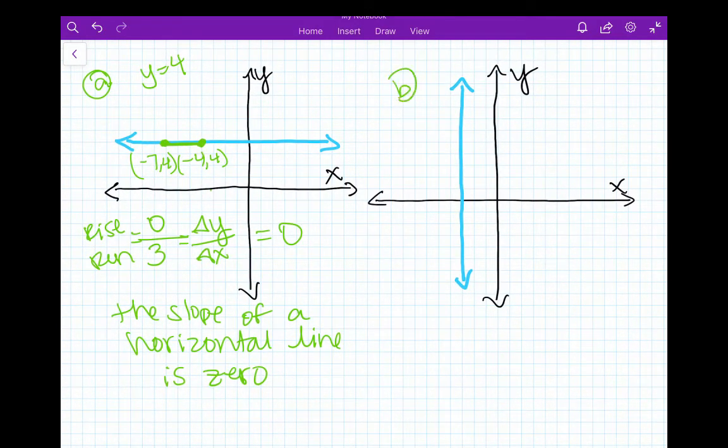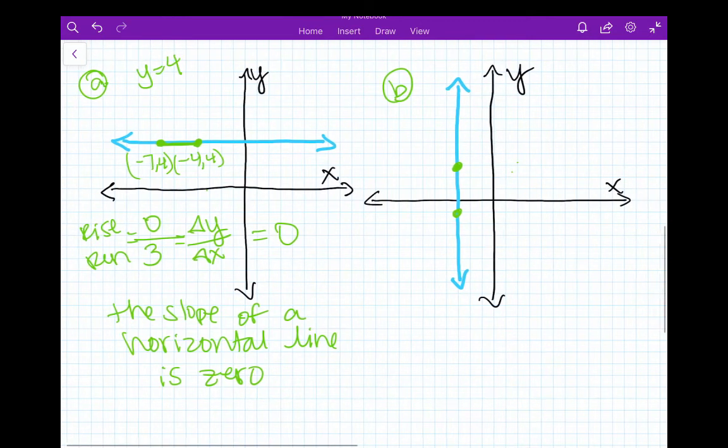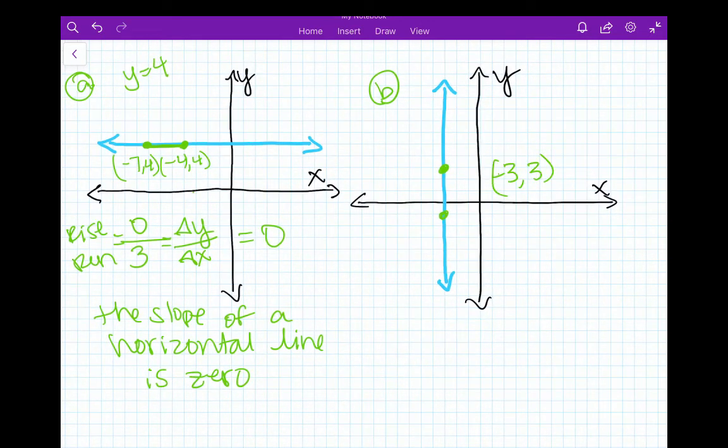Now let's look at example B. Again, I'm just going to pick 2 points and plot them. So I've plotted the points negative 3, 3, and negative 3, negative 1. I can see here that the x values are the same. So actually the equation of this line is x equals negative 3, because x is always negative 3 no matter where you are on this line.